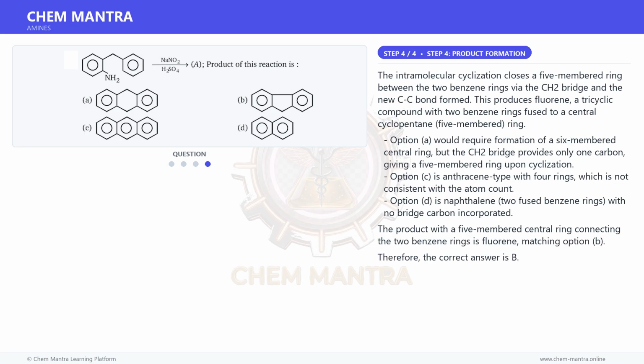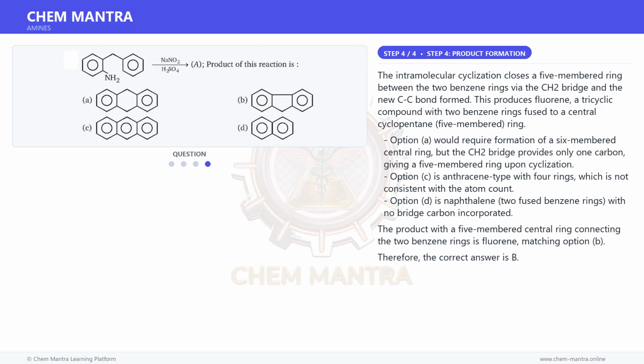ring. And for the final step, the intramolecular cyclization closes a 5-membered ring between the two benzene rings via the CH2 bridge and the new C-C bond formed. This produces fluorene, a tricyclic compound with two benzene rings fused to a central cyclopentane, 5-membered ring.